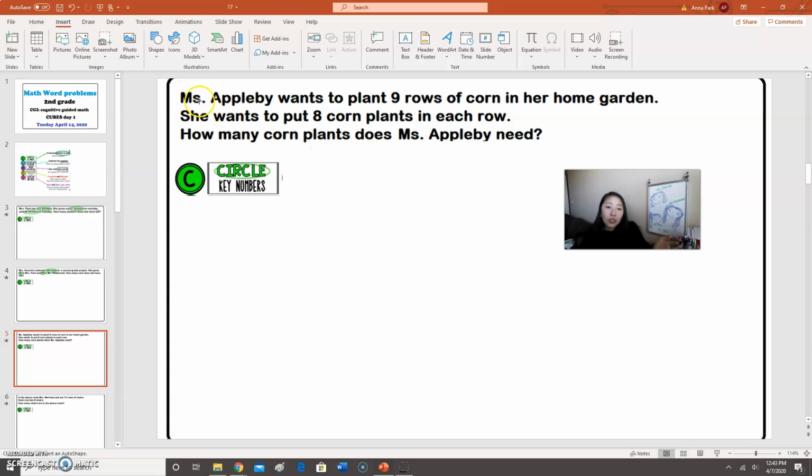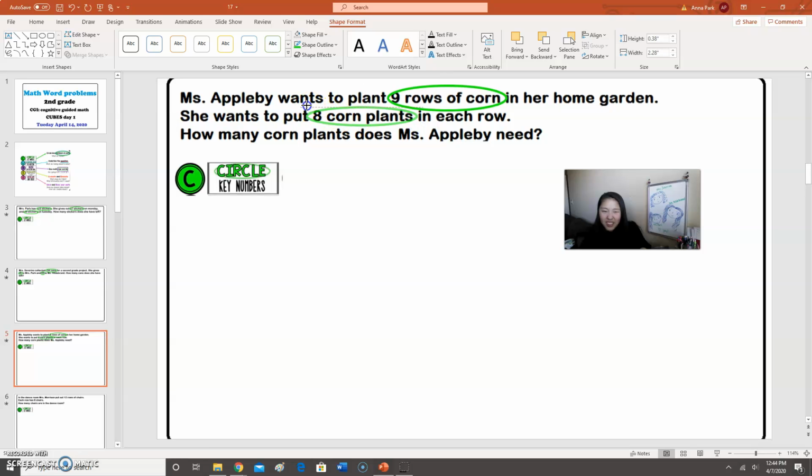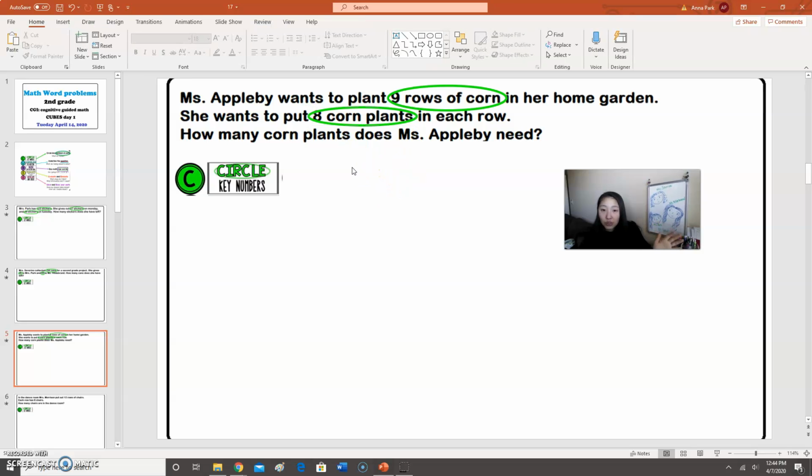Alright, so now we need to go in, look at the important parts. She wants to plant 9 rows of corn. This is really important because it's not just 9 rows, it's 9 rows of corn. So I just want you to know what it is. And the next one it says is she wants to put 8 corn plants in each row. So I'm going to do 8 corn plants. Because you know, corn plants and corn are 2 different things. And there's no other numbers, there's no other units with that. So right now, that's the only thing for that. I'm going to hop into the next one.